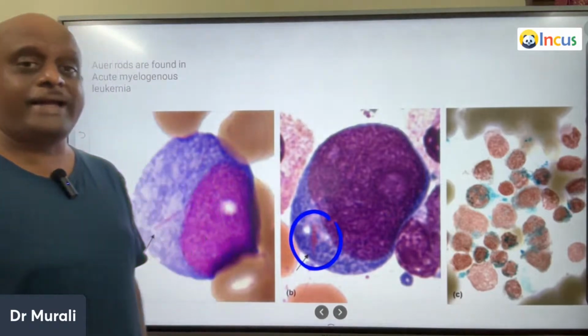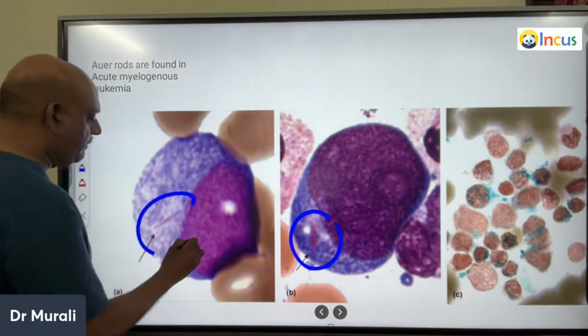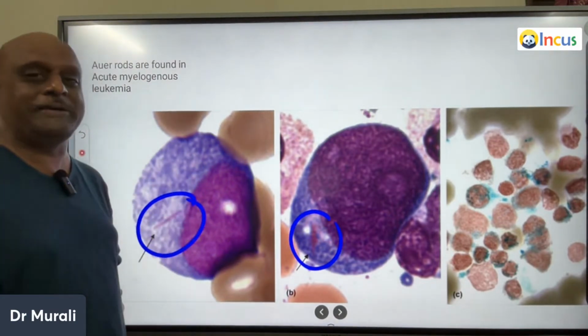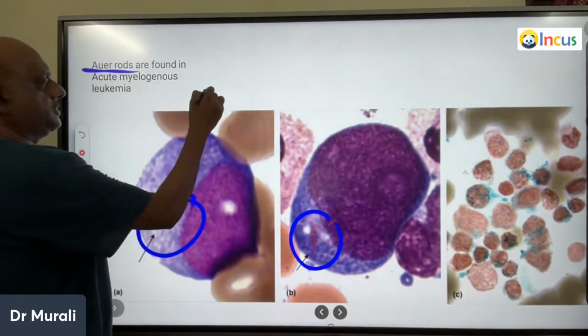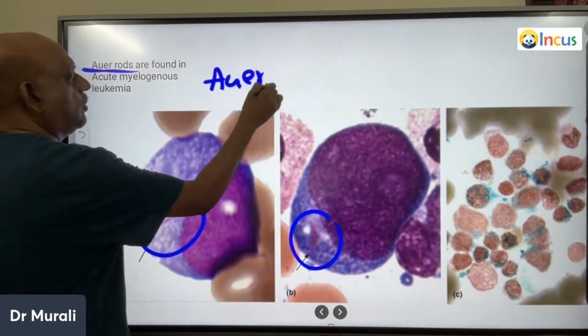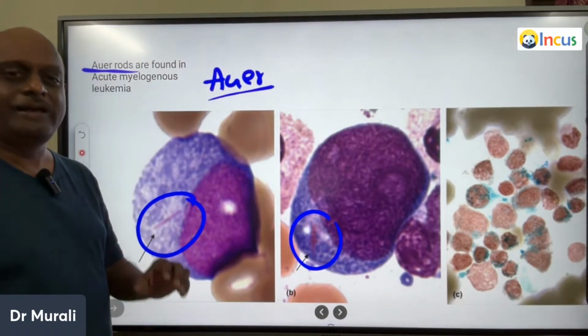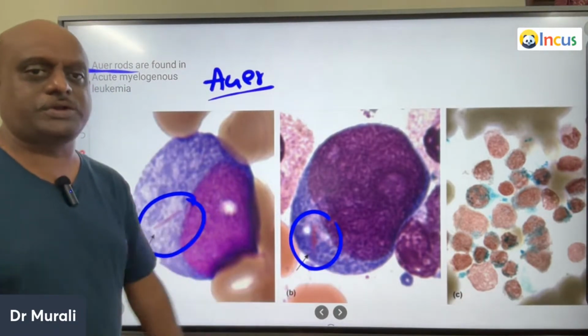What is seen in myeloid? In myeloid there is an inclusion body, which is called Auer rods. What are they called? Auer rods, which are very classical of the myeloid series, is what you need to remember.